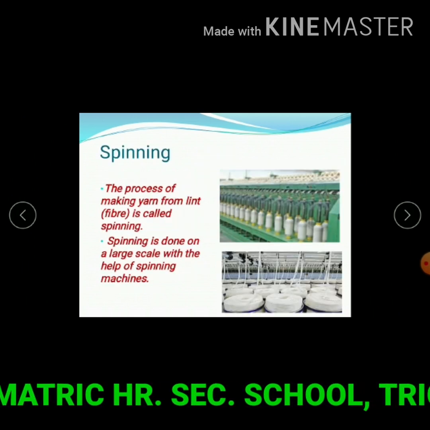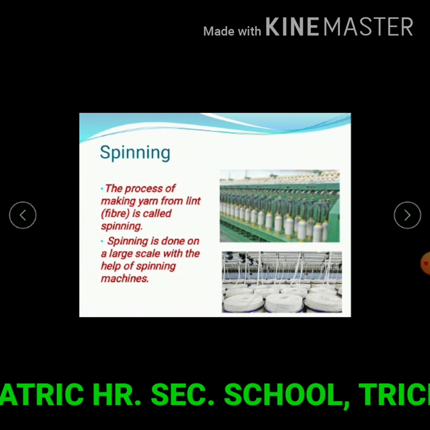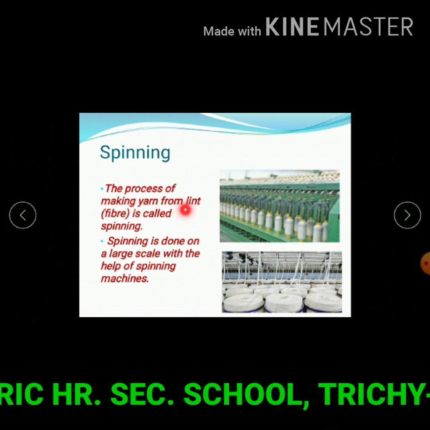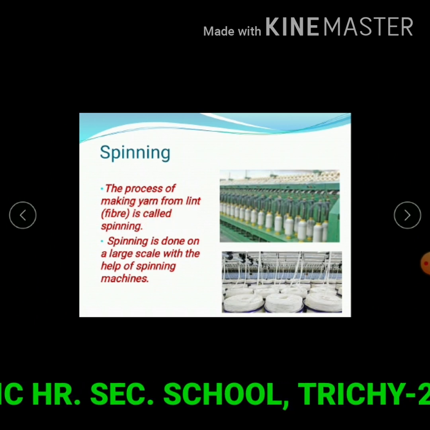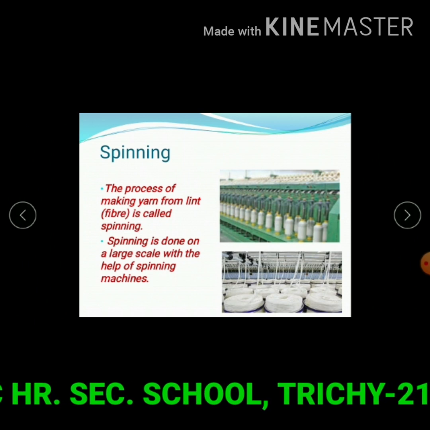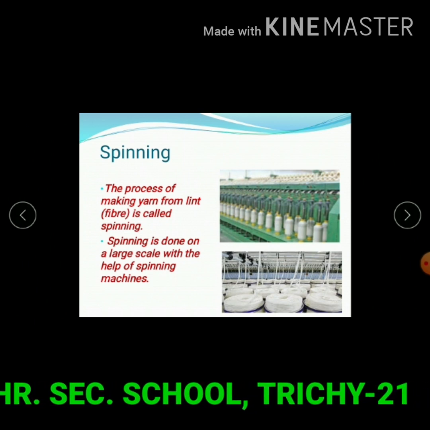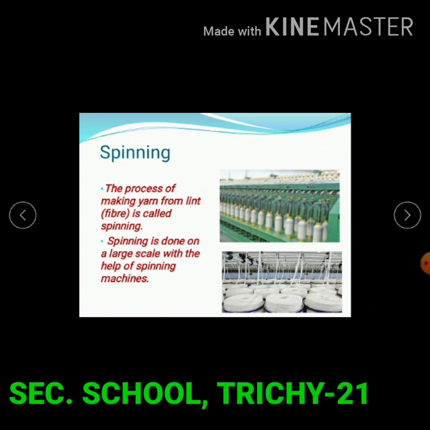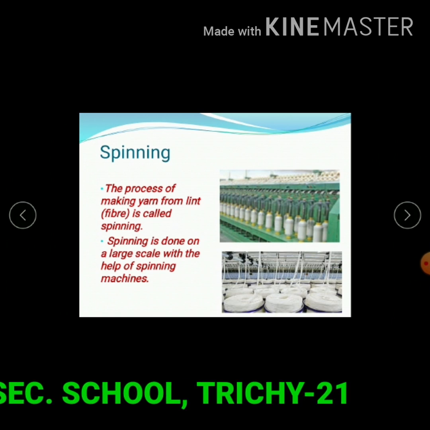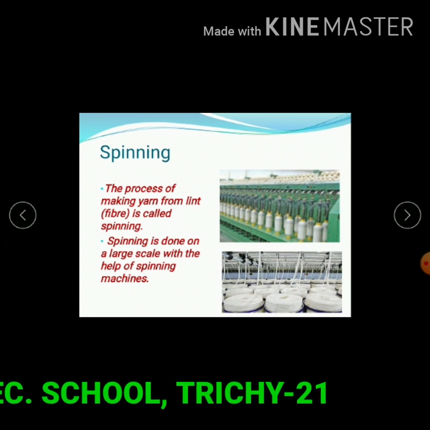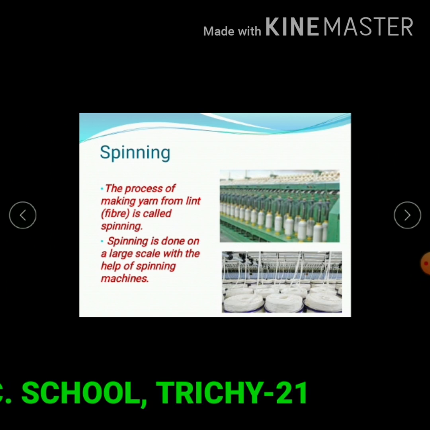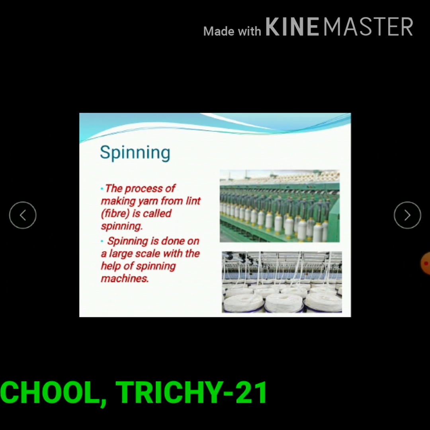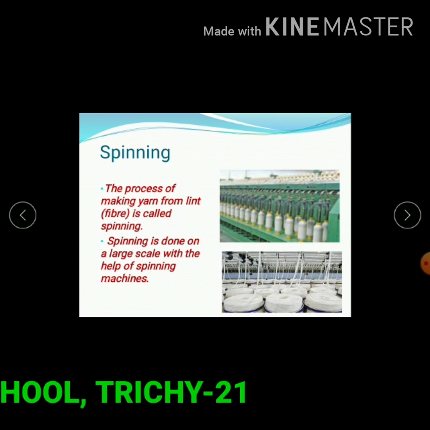So next, the process of making yarn from lint. The process of making yarn from lint is called spinning. So spinning is the process of making thread from fiber. After separating the seeds, we get the white fiber called lint, and from that lint we make yarn. Spinning is done on a large scale with the help of spinning machines.